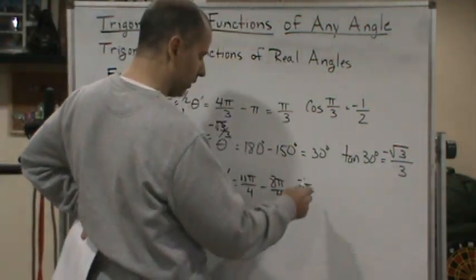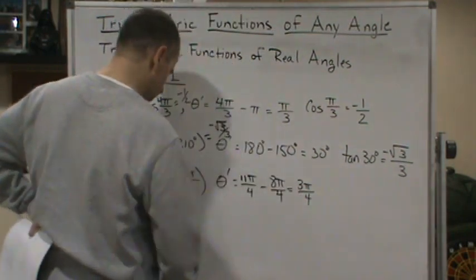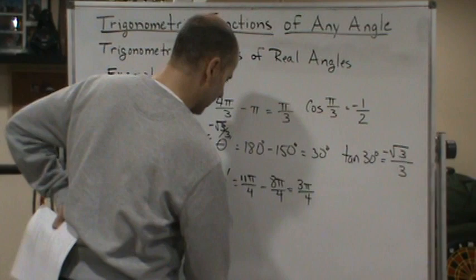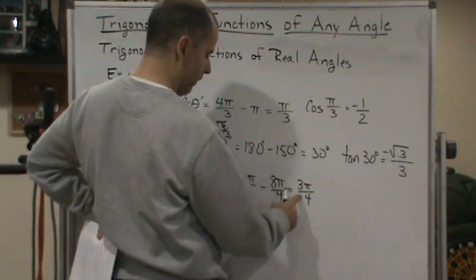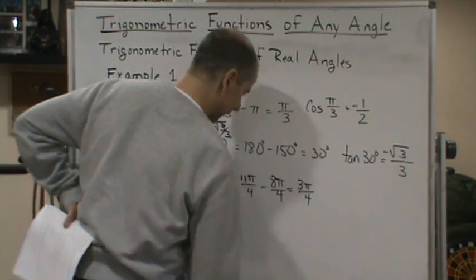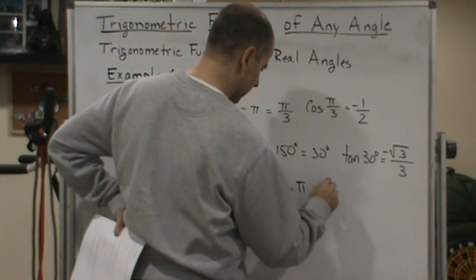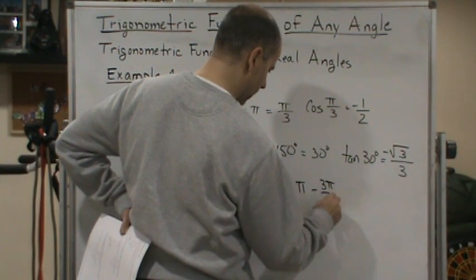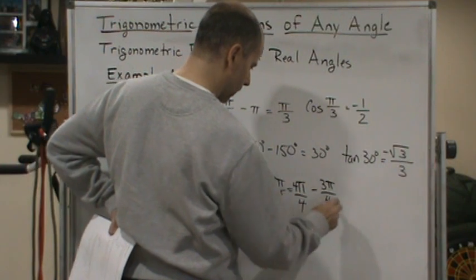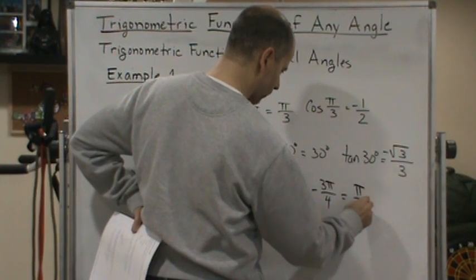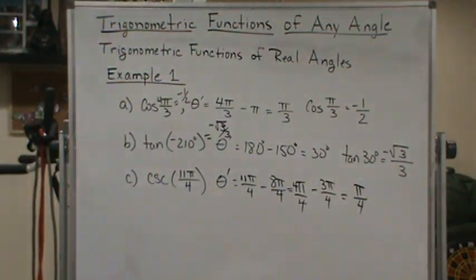So to find the reference angle, now what we do is we take pi minus 3 pi over 4. So we take 4 pi over 4, and so we get pi over 4. So our reference angle is going to be 45 degrees. Okay. So again, make sure that that makes sense what I just did.